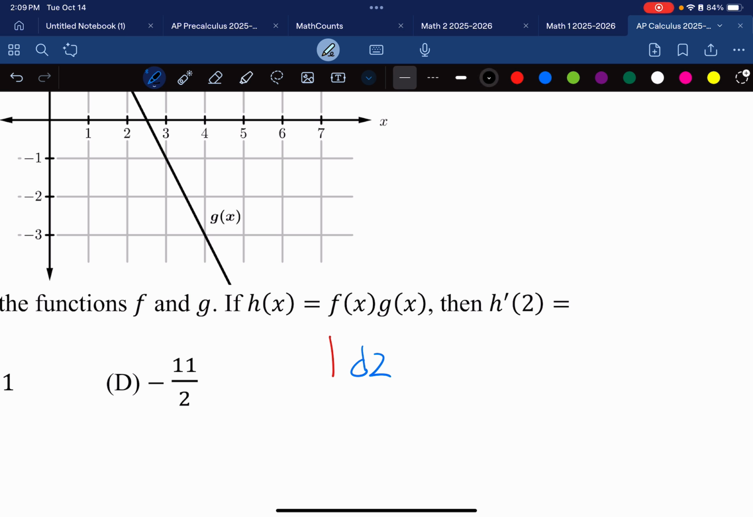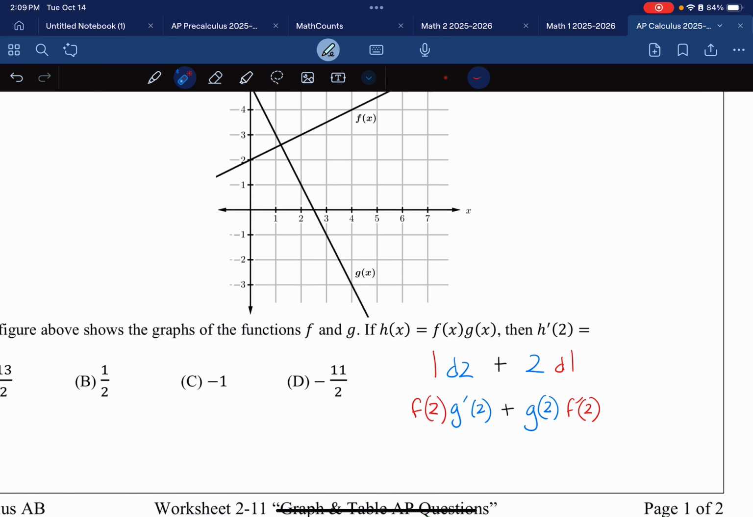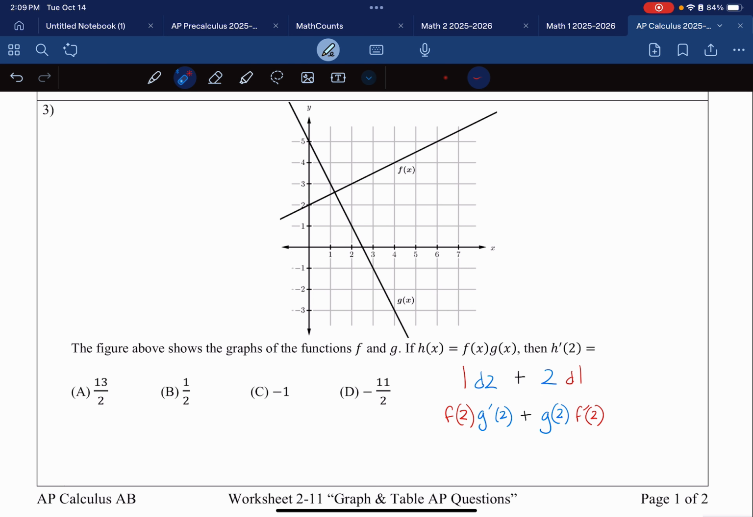That is 1 d2 plus, not minus like quotient rule, plus 2d1. Okay, and 1 is f, so really what I have here is f of 2 times g prime of 2 plus 2, which is g of 2, times d1, which is f prime of 2. I just need to find what all 4 of these values are, multiply them and add them, right? So I need to find f of 2 and then g prime of 2. So f of 2 is the height of f at 2. So here's f, the height at 2 is 3. So I'm going to come over here and say this value is 3.